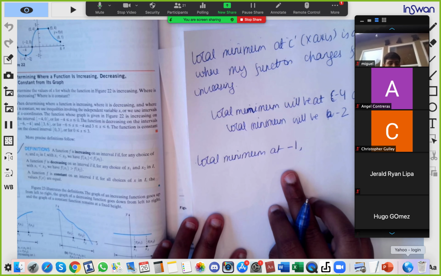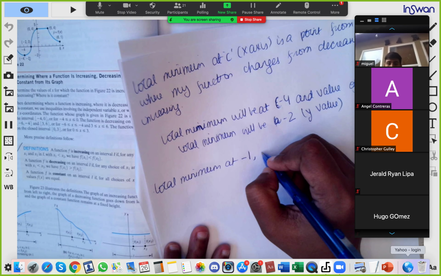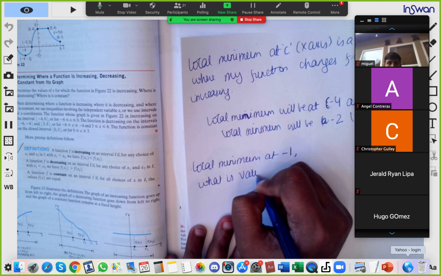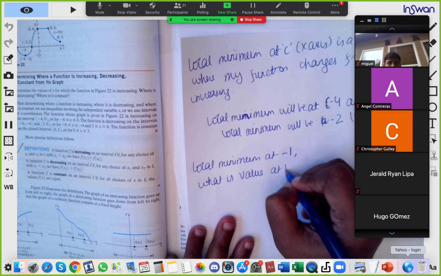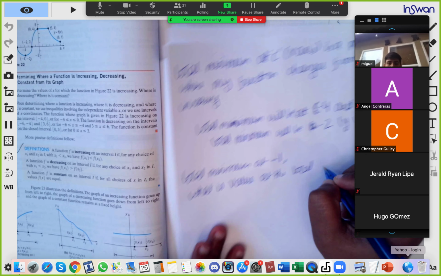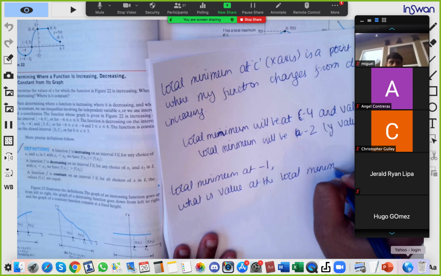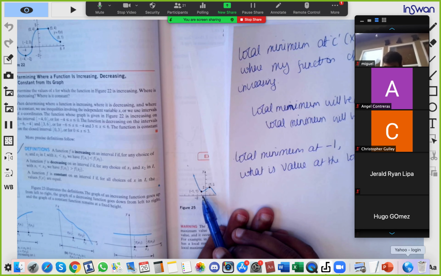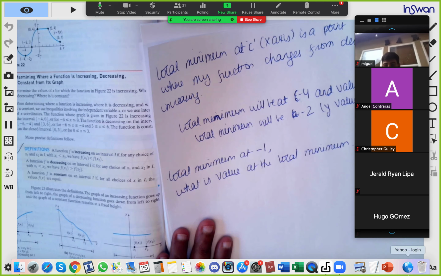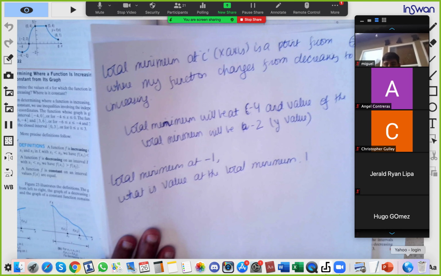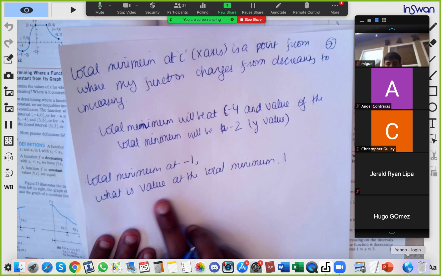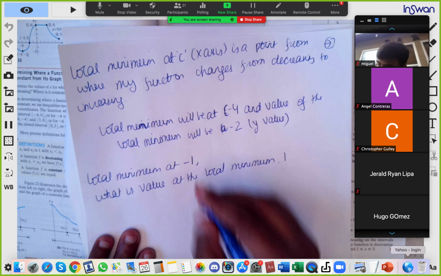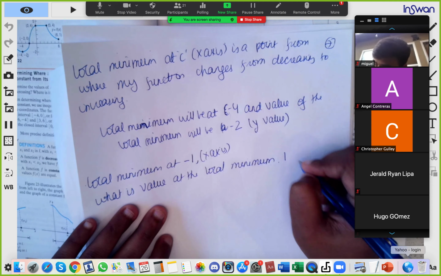And the next part, if it says, what is the value at the local minimum? 1. Yes, then you say the y-axis. Local minimum will be at your x-axis, and the value at the local minimum will be your y-axis. So this comes from the x-axis, and this comes from the y-axis.